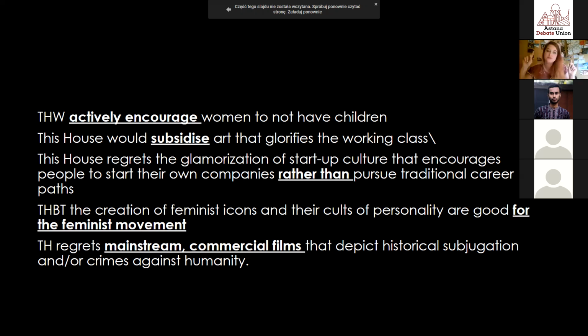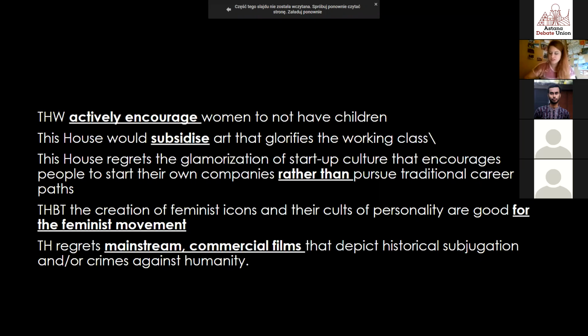This house would subsidize art that glorifies the working class. Again, you can say that the glorification of the working class is good, but the question is the subsidizing of this art. It's not okay automatically, because spending money in one direction means taking money from the other direction, and money is also a strong incentive and can change how the art is performed. So again, you need to be very careful which questions you're responding to.